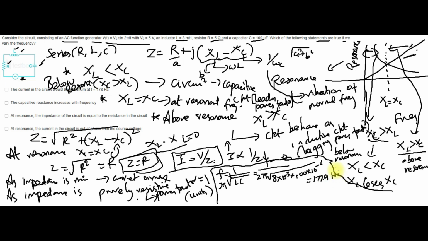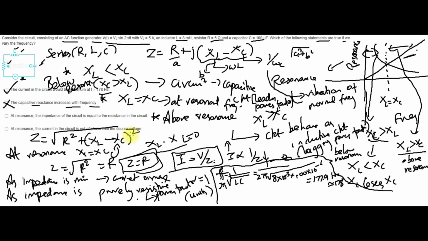So option 1 is true, 178 hertz, is it right? Yes, 178 approximately. So the first option is right. Don't forget. Option 2 is false, capacitive reactance increases with frequency. It is not possible, because capacitive reactance is inversely proportional to frequency, since F is in the denominator. So surely it is not possible. Second option is not possible.